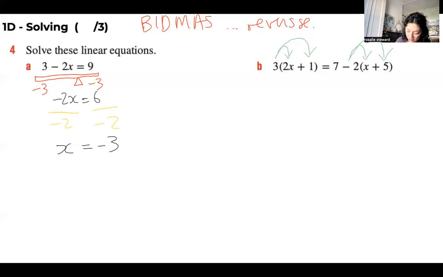Okay, let's work this out. So 6x plus 3, we're going to leave that there. We've got negative 2x minus 10.